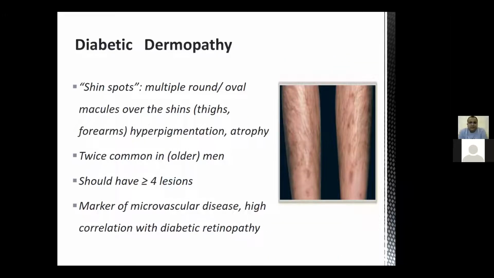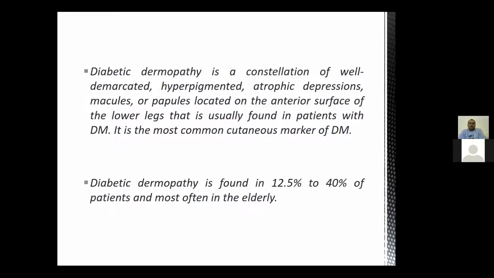Diabetic dermopathy, shin spots: multiple round oval macules over the shins, thighs, forearms, hyperpigmented, atrophic, twice as common in older men, should have more than four lesions. This is a marker of microvascular disease and hence, as expected, has a high correlation with diabetic retinopathy. Diabetic dermopathy is a constellation of well-demarcated hyperpigmented atrophic depressions, macules or papules, located on the anterior surface of the lower legs that is usually found in patients with diabetes.